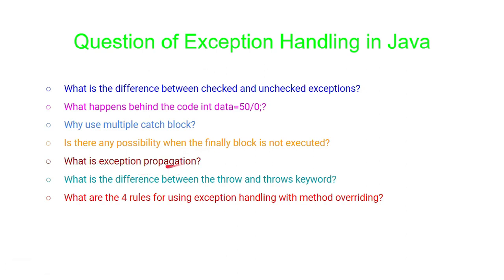What is exception propagation? Exception propagation means we have some hierarchy of exceptions. Yeah, exception chaining, you can say. So those are the exception propagations, like you are throwing an exception and some method is handling it, and another method is again handling it. That is called exception propagation. What is the difference between the throw and throws keywords? We use the throw keyword for throwing exceptions. Okay, we don't want to handle it, we have to throw the exception, so in that case we can use throw. What are the four rules of using exception handling with method overriding?